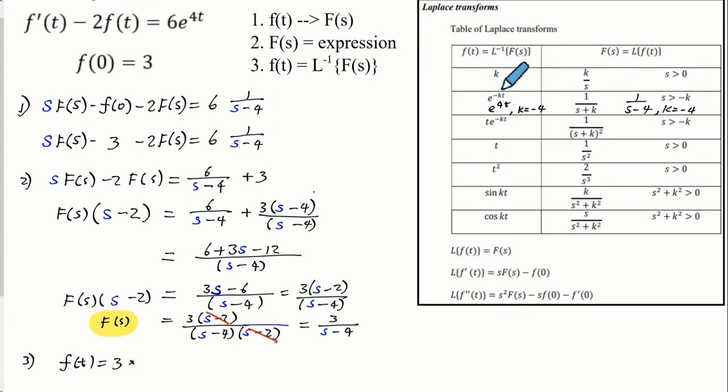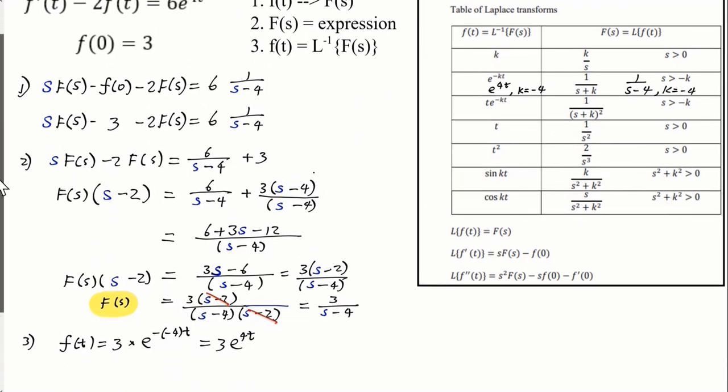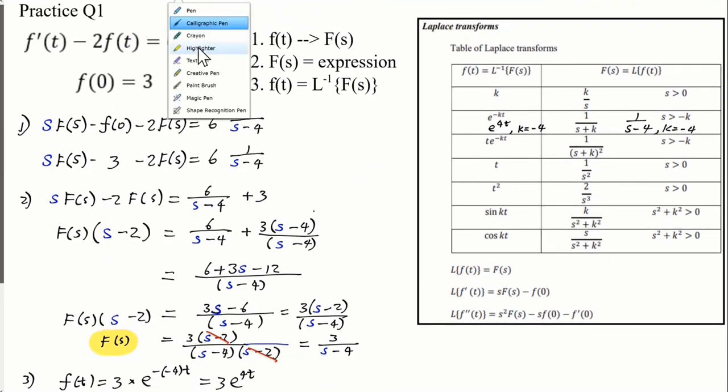So going backwards then, from this table, 1 over s plus k on the F of s land goes to f of t land, I should have e to the minus kt. So e to the minus, and k is minus 4, so minus 4t. And therefore my answer is 3 times e to the minus, make that a plus, 4t. So that's the final answer for the differential equation. And that's that question done.